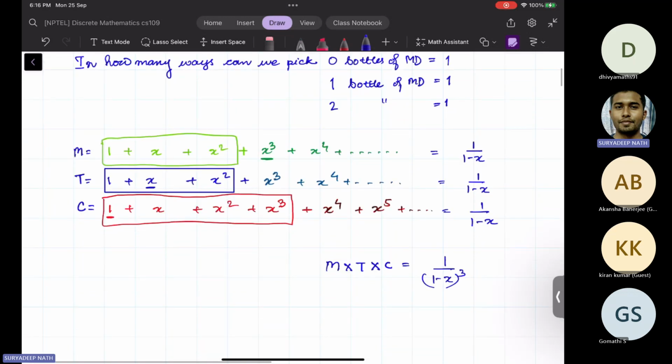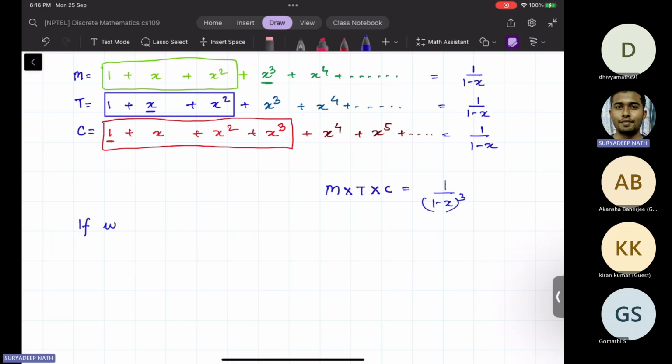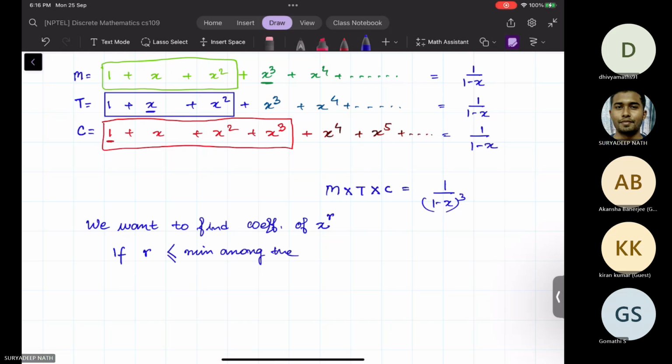So I'll write it down. So we want to find the coefficient of x to the power r. If r is less than or equal to the minimum among the powers, the minimum of the maximum powers of the generating functions.